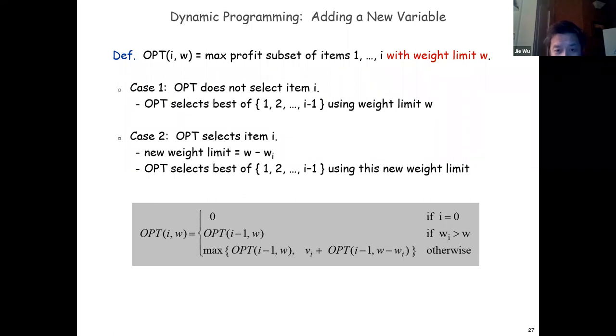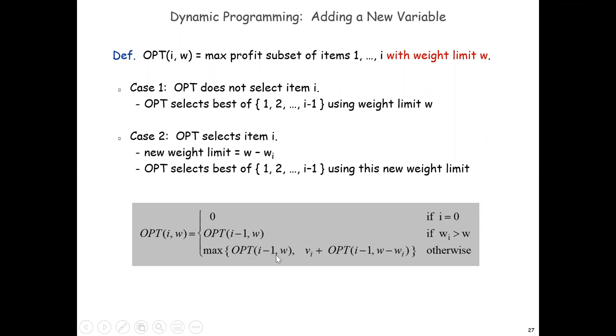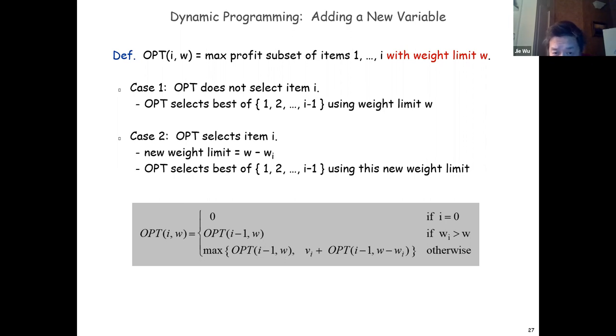Right? So this really means that I've not selected this I. So the optimal solution becomes I minus one, W. W doesn't change, because I haven't selected anything. My backpack capacity is still the same.